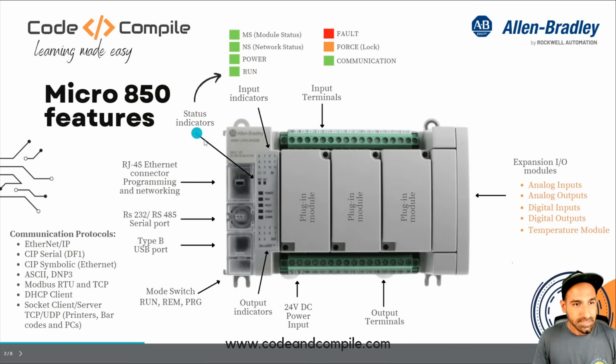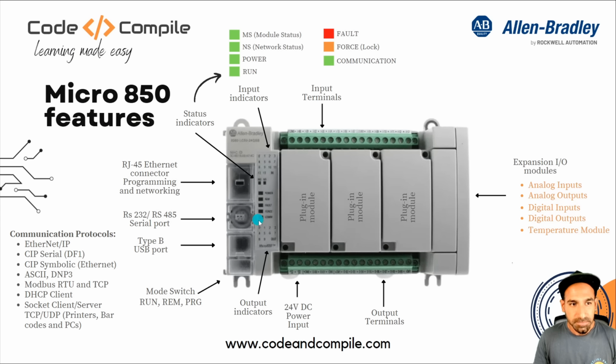And then you will see status indicators. So this part of the PLC will tell you the status of the PLC itself. If you see on the top, it says MS, which is module status. Module status means the different modules which are connected to the PLC. And then you have NS, network status, which will tell you the status of the network. For example, the Ethernet port, if it's connected, if it's working, what is the different meaning of that? Then you have a power status, if the PLC is powered on or not, and the run status, fault, force, communication.